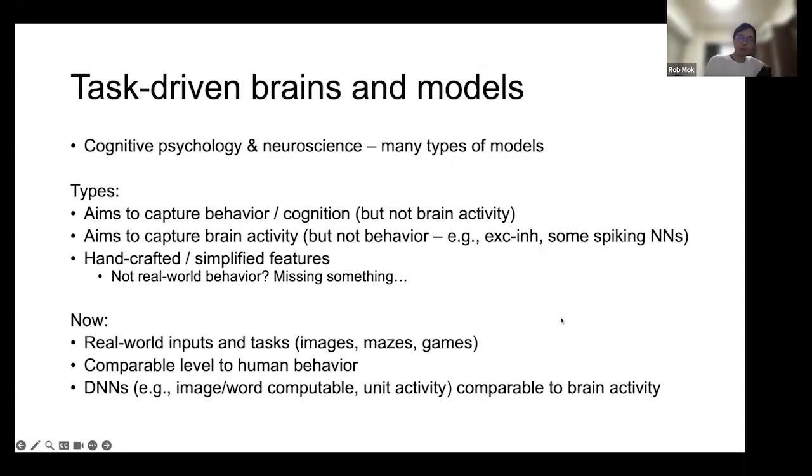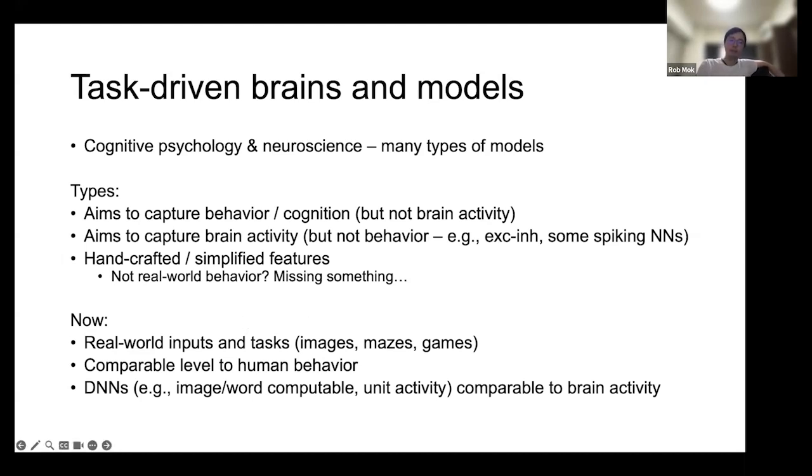And why am I talking about it? Of course now we have a lot of task-performing models, but in the history of psychology and even AI, there are different kinds of models that are not really what we need, right? There are models that aim to capture behavior but not brain activity, and those that capture brain activity but not behavior. There are even some excitatory-inhibitory networks that are more about patterns of activity in neurons rather than cognitive behavior. And there are handcrafted and simplified features, right?